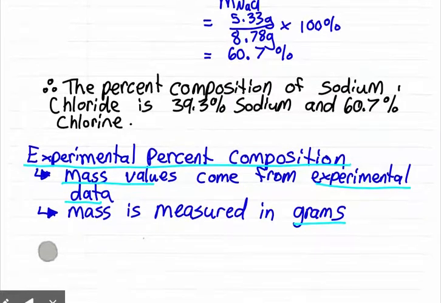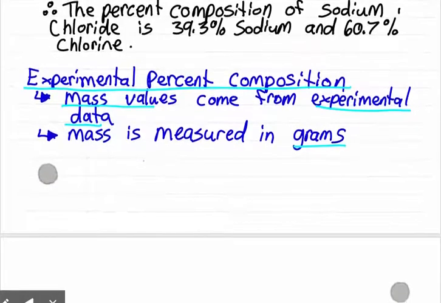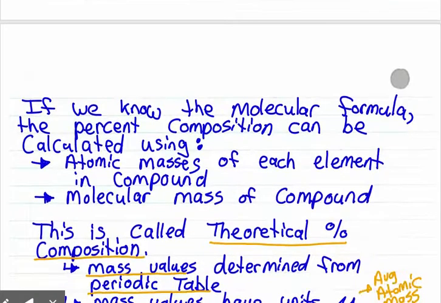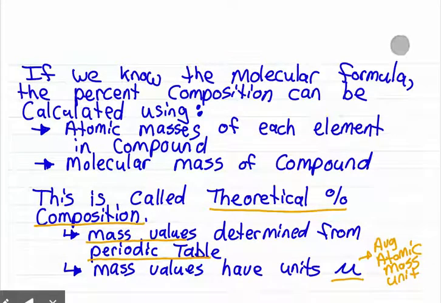Now, if we happen to know the molecular formula of a substance, we can calculate percent composition a different way. And this way is called a theoretical percent composition. If we have the molecular formula, we can use atomic masses for each element and the molecular mass of a compound to calculate the percent composition. When we do this, like I said, it's called theoretical percent composition, and we get the mass values from the periodic table, and they have the units atomic mass unit.